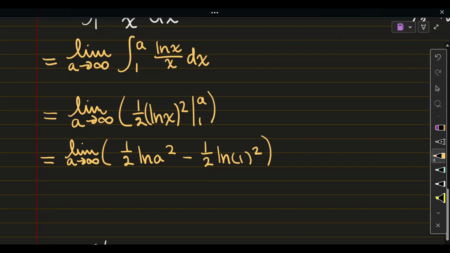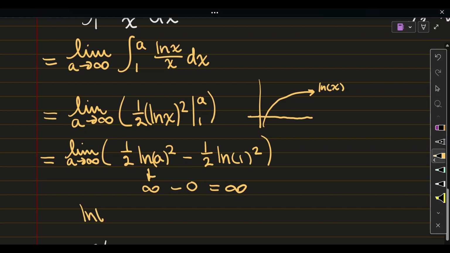So plugging things in, notice that as a goes to infinity, ln of a will go to infinity because ln starts growing very slowly as we go out to infinity, but it does grow. It keeps growing forever, so this goes to infinity. And we know that infinity minus, in this case, 0, infinity minus or plus a finite number is infinity. So this tells us that our integral diverges. The integral from 1 to infinity of ln x over x dx diverges.